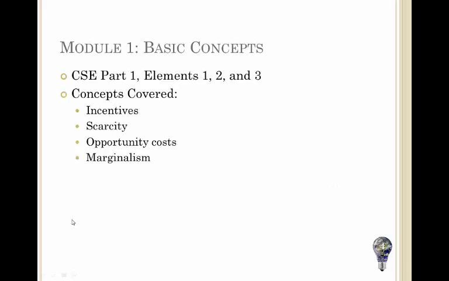So in Module 1, we are covering elements 1, 2, and 3. Anytime you see CSE, that refers to the title of your textbook. CSE Part 1, Element 1 may be notated as CSE 1.1, or CSE Part 1, Element 2 would be CSE 1.2. If you see that type of notation, that's what we mean by that. In Module 1, we'll cover some of the basic principles: incentives matter, scarcity, opportunity costs, and marginalism.